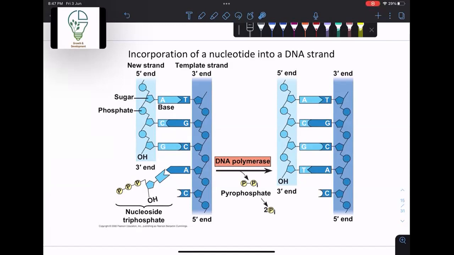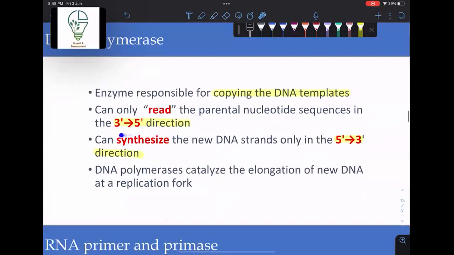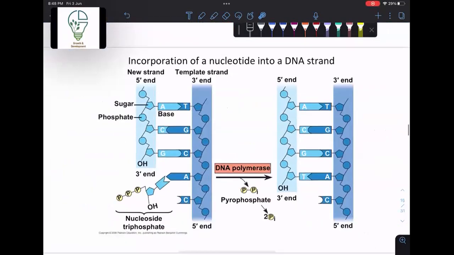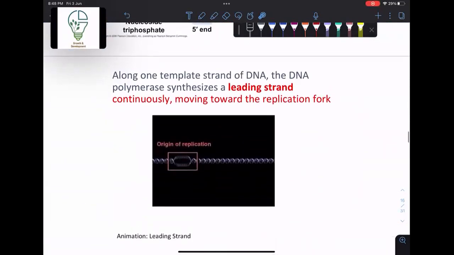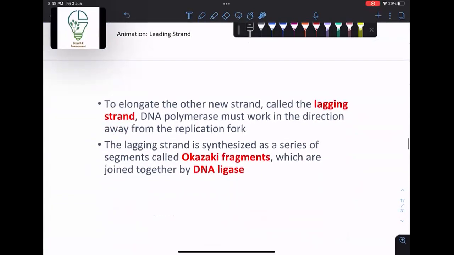Next comes DNA polymerase. It's this big enzyme which starts reading the DNA strand in the 3' to 5' direction. This is very important, and it synthesizes the DNA molecule in the 5' to 3' direction. All right, so again, this is a short animation that you can watch in your own time. Okay, is everything clear so far before we move on to the other part?